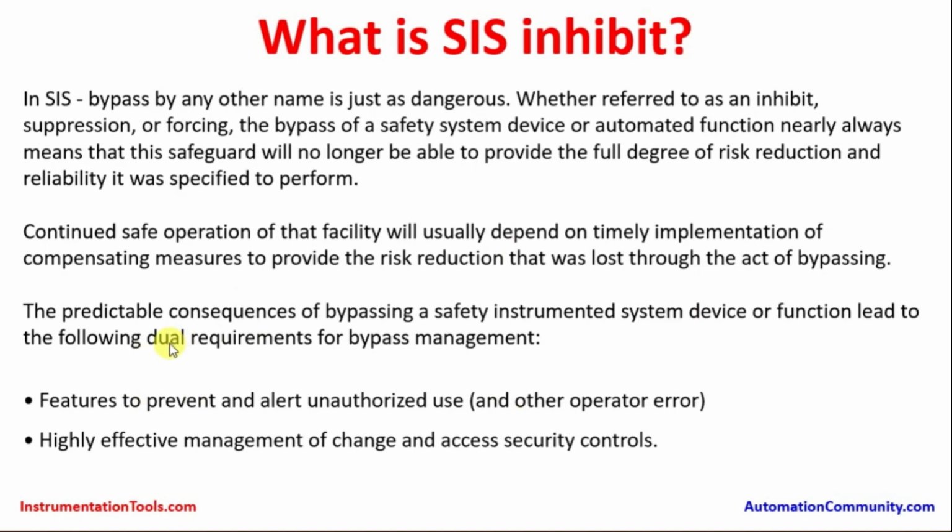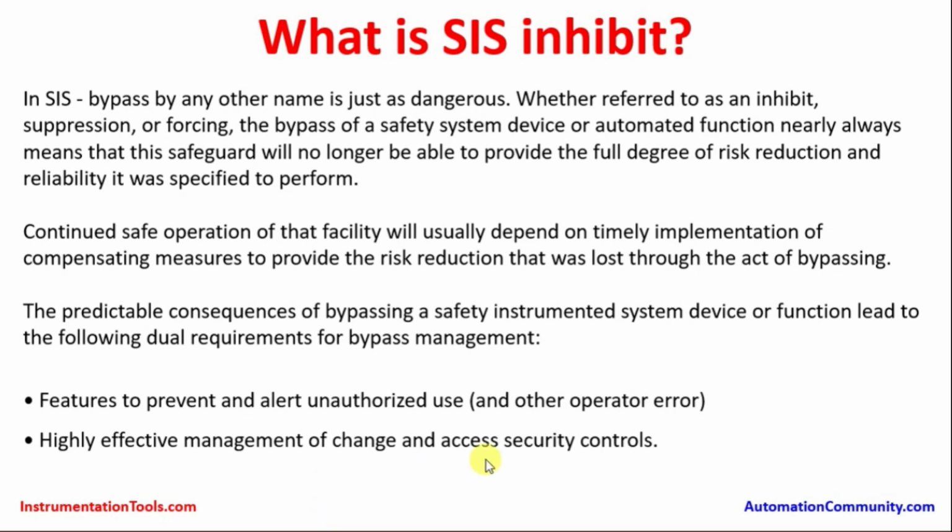The timing is the most critical factor over here. The predictable consequence of bypassing a safety instrumented system device or function leads to the following dual requirements for bypass management: features to prevent and alert unauthorized use, and operator error. Actually, as we saw in the earlier slides also, there has to be some alarm mechanism or alert mechanism to alert the operations that the particular instrument is under bypass.